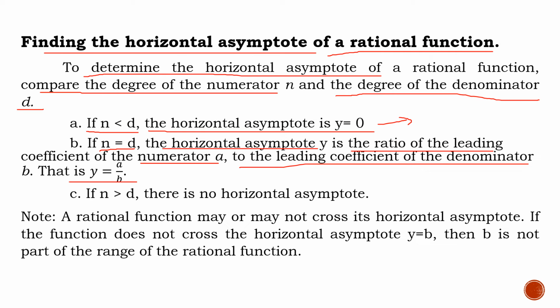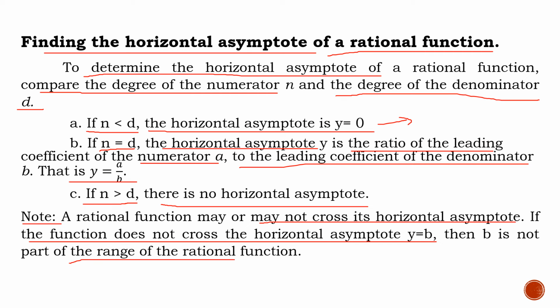For letter C, if n is greater than d, there is no horizontal asymptote. We note a rational function may or may not cross its horizontal asymptote. If the function does not cross the horizontal asymptote y = b, then b is not part of the range of the rational function. So if that happens, you need to exclude this value of b from the range, or the y values that we can put on this rational function.